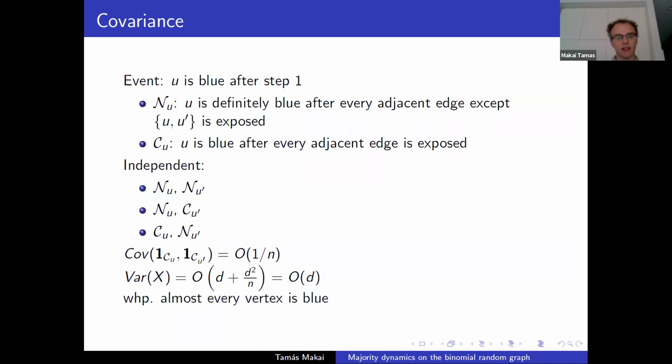So we have that with high probability V will be blue after 2 steps, but we can use Markov's inequality to show that with high probability almost every vertex will be blue after 2 steps, because V is an arbitrary vertex.